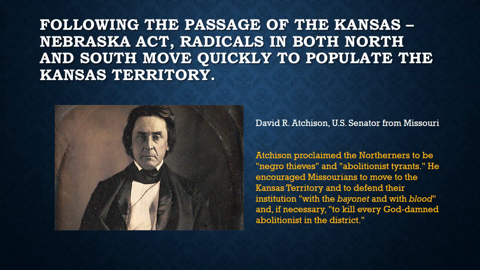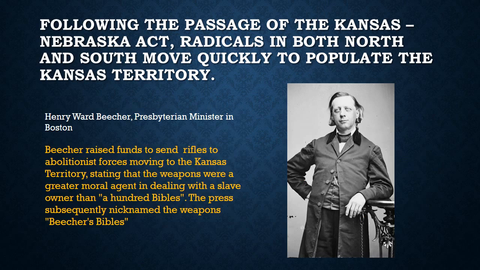But he represents the southern radicals that are creating the situation in Kansas. The same thing can be applied to the northern radicals. This is Henry Ward Beecher, a Presbyterian minister in Boston, Massachusetts. Beecher raised funds to send rifles to abolitionist settlers in the Kansas Territory, stating that these weapons were a greater moral agent in dealing with a slaveholder than 100 Bibles. The press subsequently nicknamed these 50 caliber rifles Beecher's Bibles.